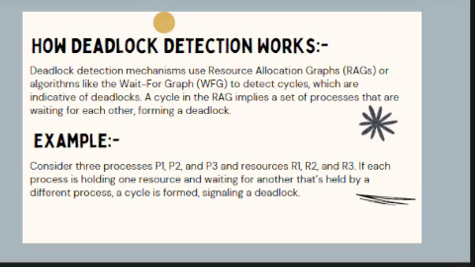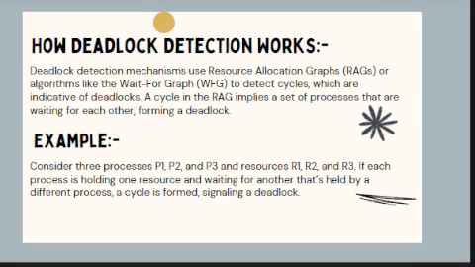Detection mechanisms use a resource allocation graph or algorithms like the wait-for graph to detect cycles, which are indicative of deadlocks. A cycle in the RAG implies a set of processes that are waiting for each other, forming a deadlock. Deadlock detection relies on graphical tools like the resource allocation graph or algorithms like the wait-for graph. These tools detect cycles within the system, and a cycle suggests that deadlock has occurred. Let's look at an example to understand this better.